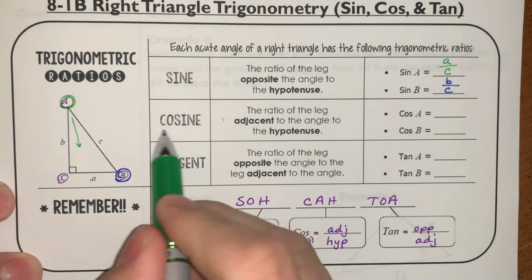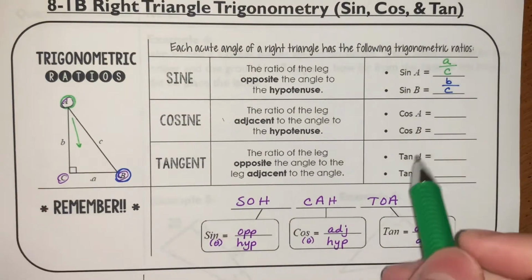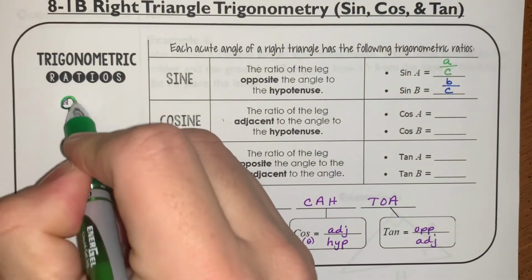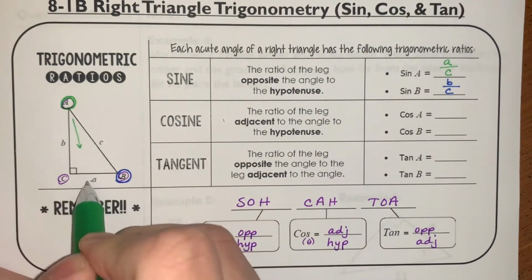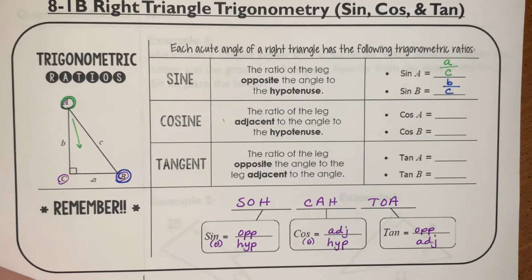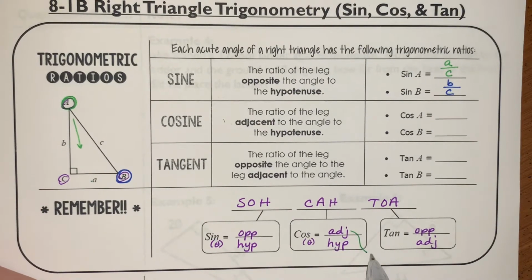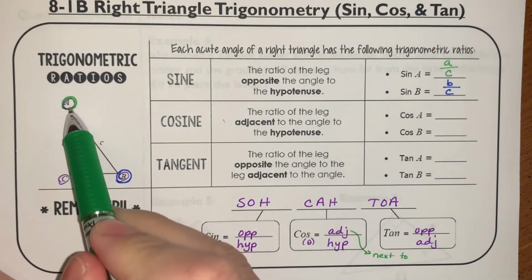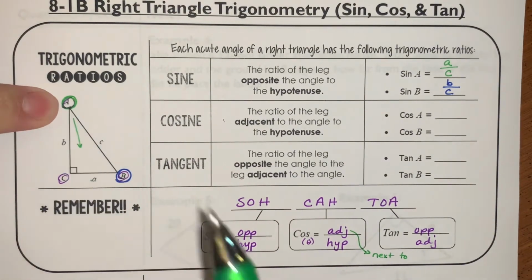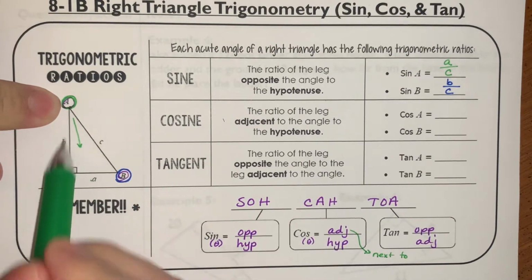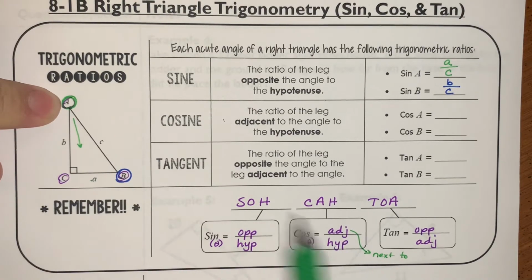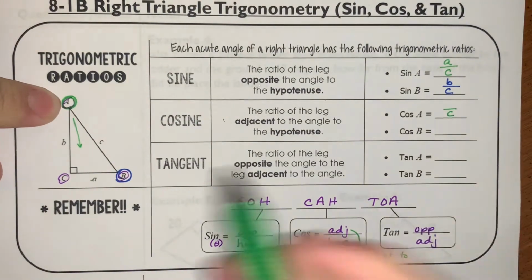Now let's think about cosine. If I think about the cosine of angle A, we know that little a was opposite of that. If you remember what the word adjacent means, it means next to. So if I want to figure out the cosine of A, I have to figure out which sides are adjacent, and then obviously the hypotenuse is still C.